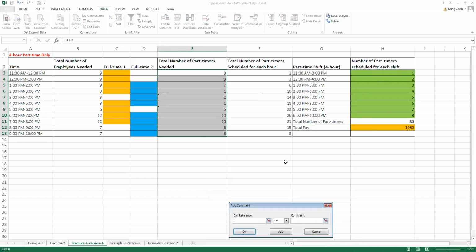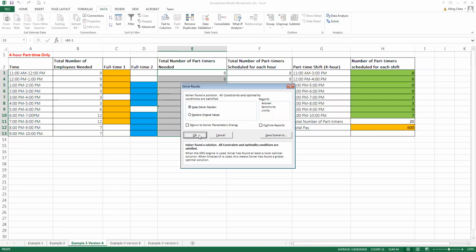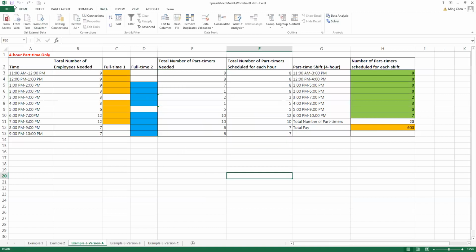Constraint, as I said, there's one constraint. The number of people scheduled for each hour has to be greater than or equal to the number of people required. So F3 to F13 has to be greater than or equal to E3 to E13. So that is our constraint. The last one is that before we solve it, we want to make sure we choose the right solving method. So here again, we use Simplex LP and click Solve. Okay, it's pretty fast. So we already solved it.